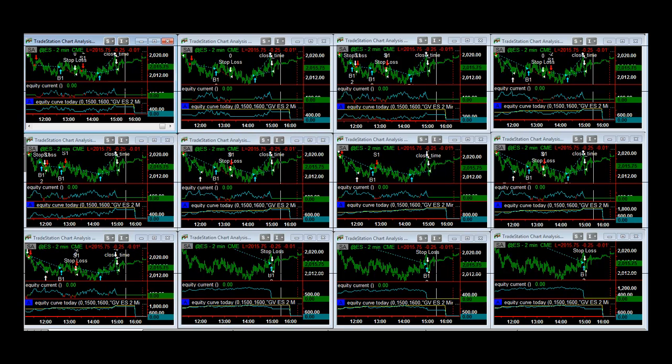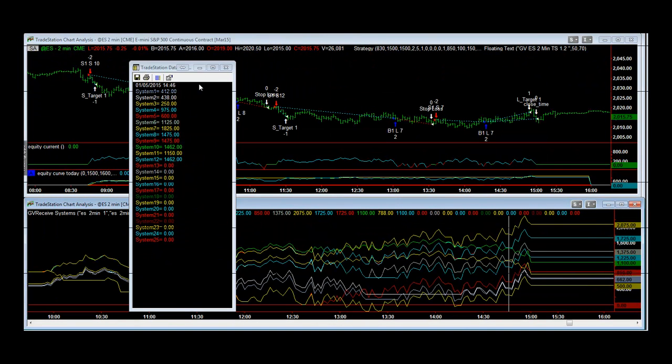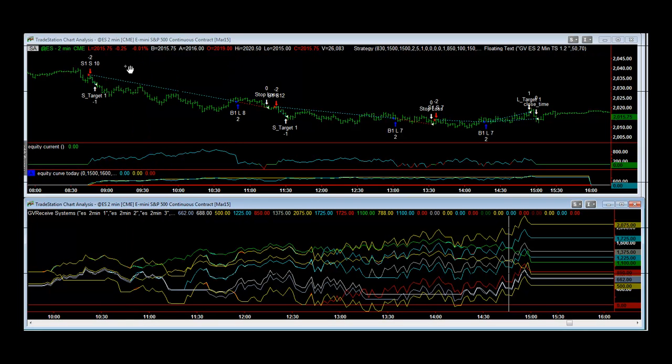Well, here's the base system. Here's what this looks like. This is a base system. Let's get rid of this for right now. This is also a 2-minute chart of the same commodity, same date. It contains a base system. This is a system that pulls all the data in and decides which system to use.